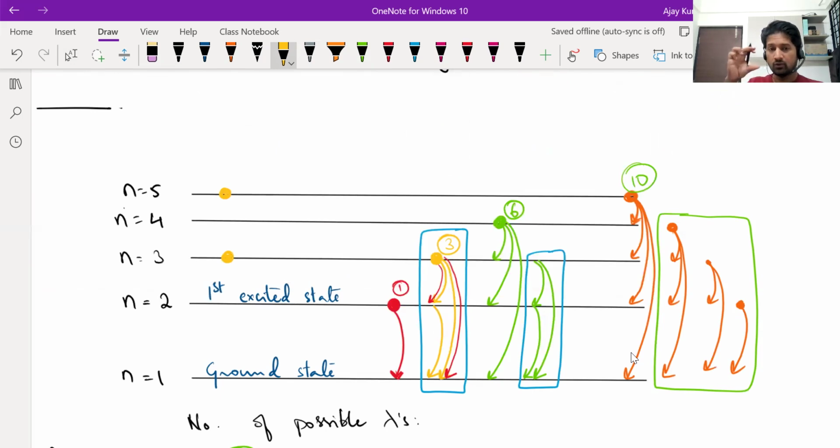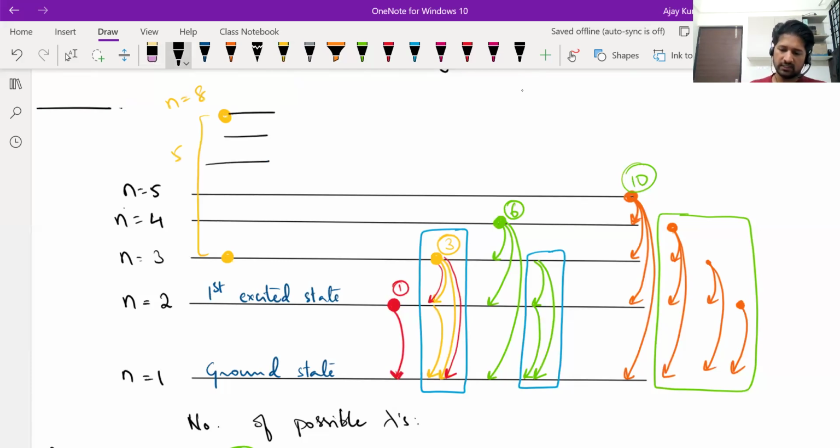Then you will have to look at the difference between the orbit numbers. Okay, in chat you are asking n is equal to 8 to n is equal to 3. Let's say you want to find out how many different transitions are possible when it goes from n equal to 8 to n equal to 3. Now 8 to 3, the gap is 5 orbits, right? 3 plus 5 is 8, correct. So in between there will be 4, 5, 6, 7, and this is the 8th orbit.